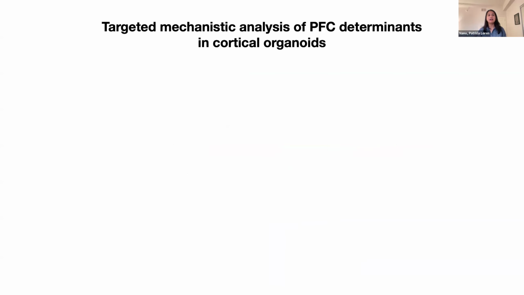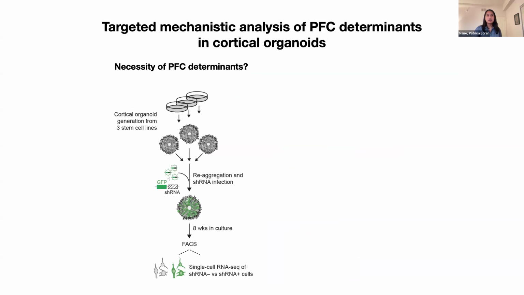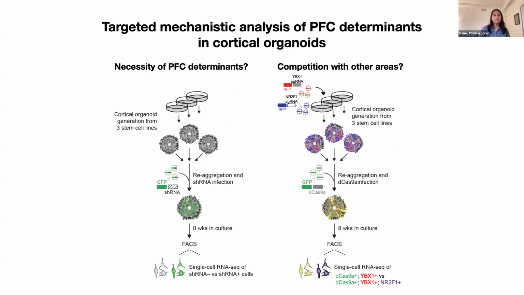And so ongoing right now, I'm analyzing work where we ask, is YBX1 even required for PFC fate? And here we're using the same platform of shRNA knockdown analyses that I showed you earlier to ask how do FEZF2 and TSHZ3 drive deep layer fate. But we can also use that CRISPR activation platform to ask, how does YBX1 and other PFC determinants, how do they play with determinants of other areas?